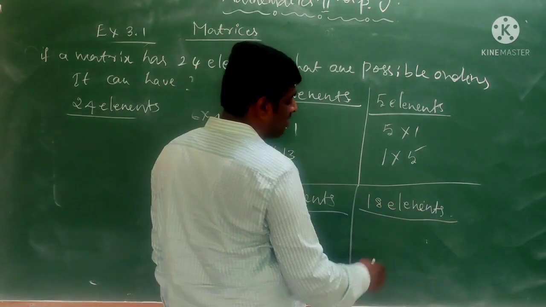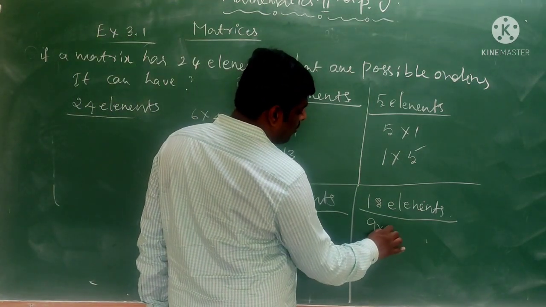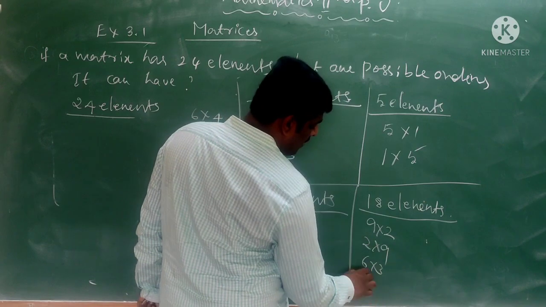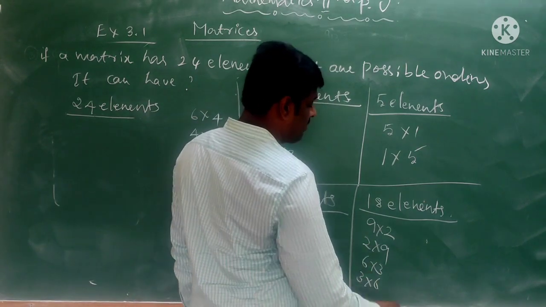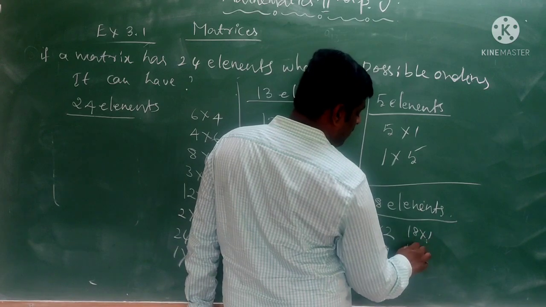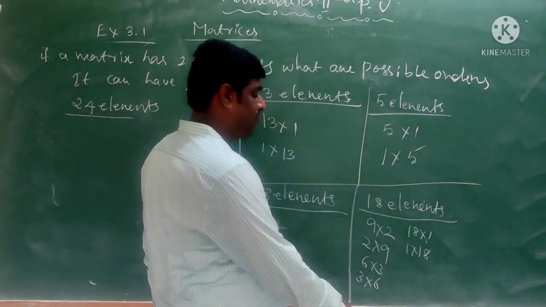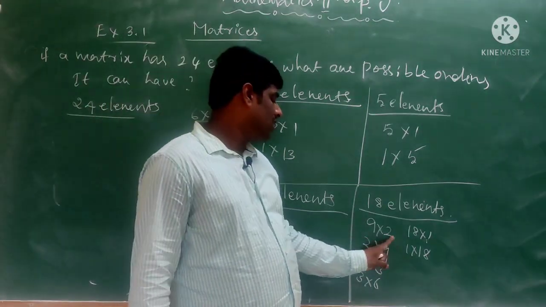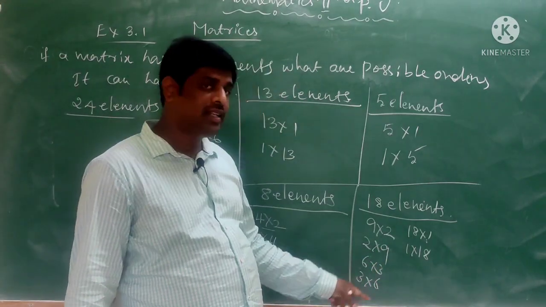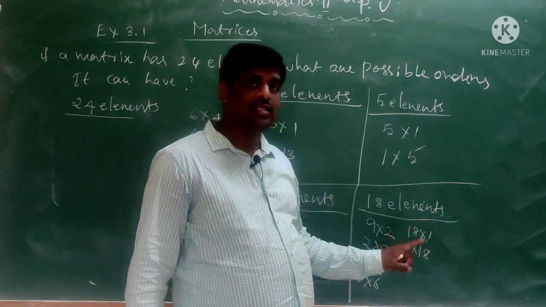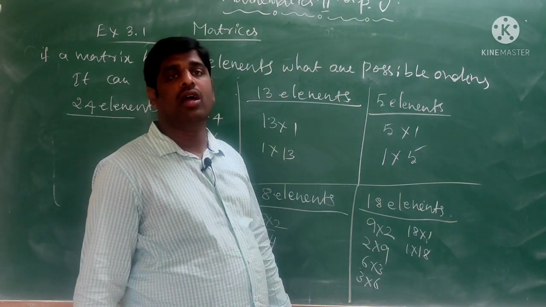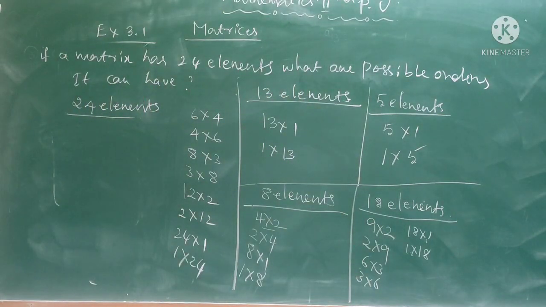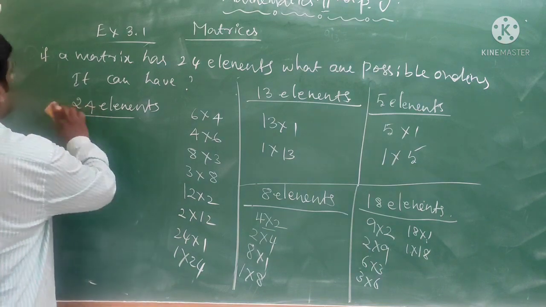If a matrix has 18 elements, the orders are 9 into 2, 2 into 9, 6 into 3, 3 into 6, 18 into 1, 1 into 18. That's all. So 9 2s are, 2 9s are, 6 3s are, 3 6s are, 18 1s are, 1 18s are. These are the possible orders if a matrix has 18 elements. Next question.